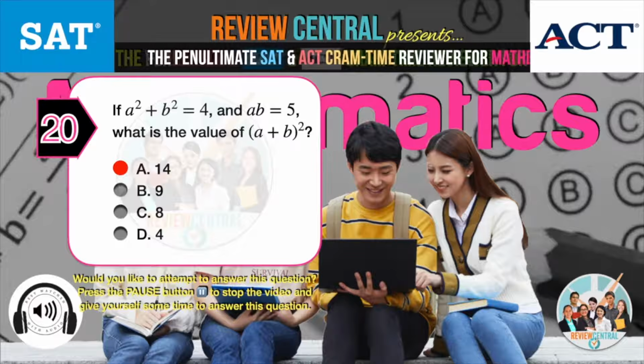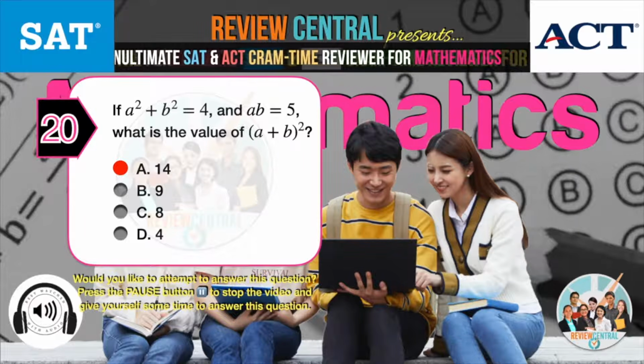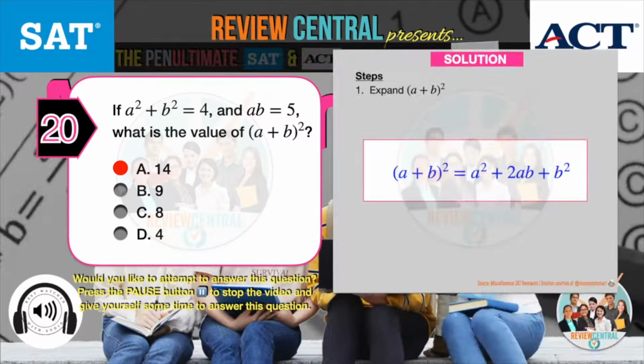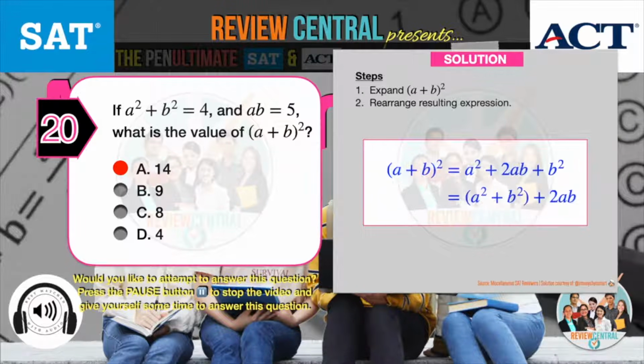14. Problems like this abound in the SAT, as well as in the ACT. They can seem complicated and intimidating, but in reality they are ridiculously simple and quick to solve. First, let's expand the quantity a plus b, squared, to a squared plus 2 times a times b plus b squared. Next, we simply rearrange the resulting expression as follows: a squared plus b squared plus 2ab.